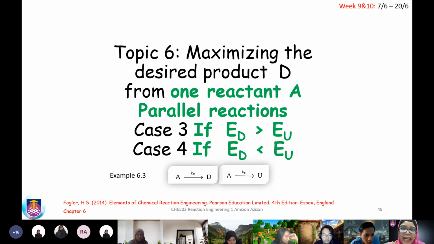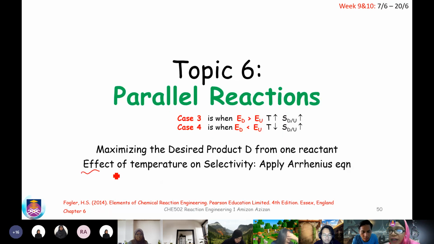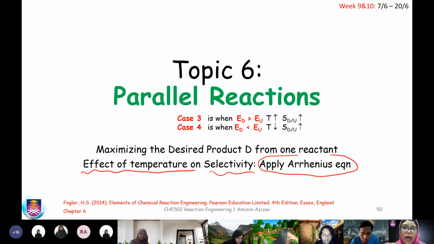Now, the next cases are cases number 3 and number 4, which are examples of the effect of temperature on the selectivity. It means that during the reaction, the temperature changes. Due to the change of temperature, we need to apply the Arrhenius equation. And due to that as well, the activation energy will also change. So we have 2 cases.